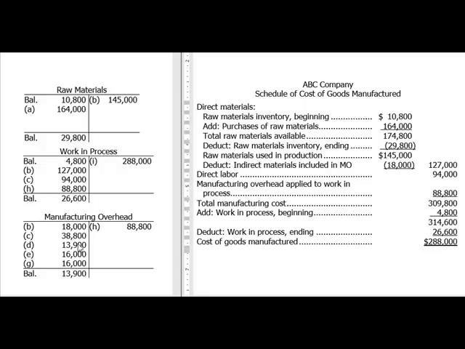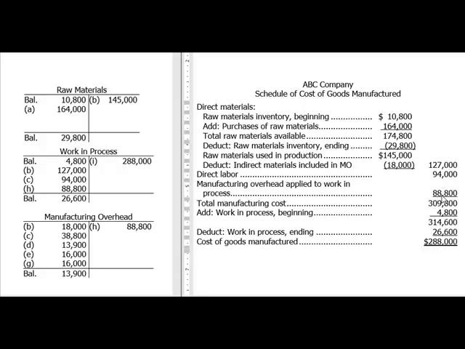So since we're including indirect materials in the manufacturing overhead costs, we don't want to double count them and include them as part of our direct material cost up in this section. So we're going to subtract them out, and this amount, this remaining balance of 127,000, that represents just the direct materials that were put into production. And this amount corresponds with the 127,000 we debited to work in process for the direct materials put into production. So now we'll move on to the second subcategory, direct labor, and the 94,000 represents the direct labor cost for the production that took place during this period.